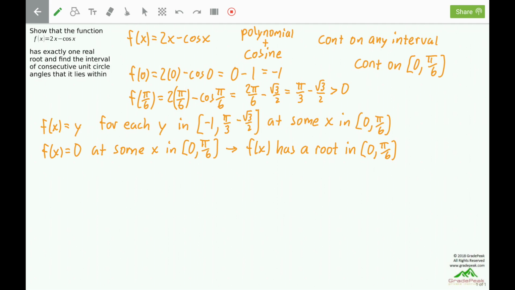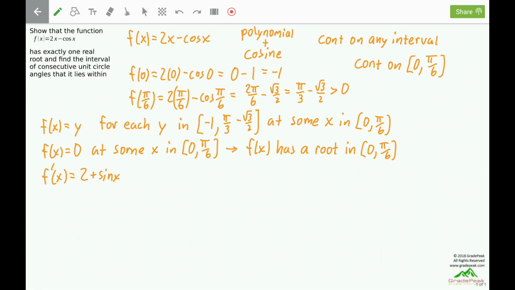The first condition is the function has to be continuous on the closed interval. Now, we've already shown that; it was the same condition needed for the intermediate value theorem. The mean value theorem has a second condition on the derivative of the function. The derivative of f of x, the first term, 2x, the derivative will be the constant 2. The second term, minus cosine of x, the derivative will be minus a negative of sine of x, which is positive sine x.